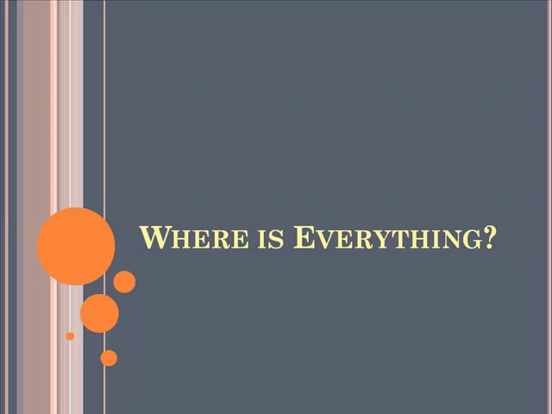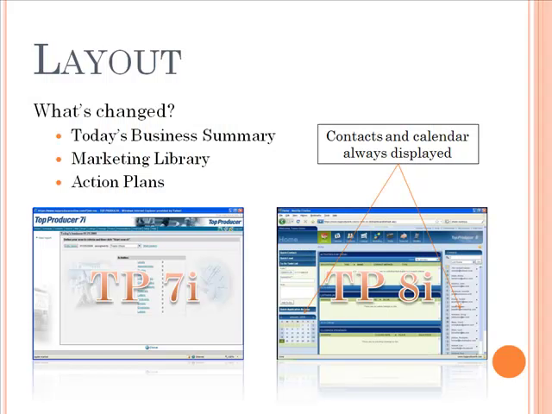So where is everything? I think this is one of the challenges with switching over to a new program, is just taking the time to find out where each item is. These are the 3 most common ones that I've seen and the ones I use most often. Today's business summary, marketing library, and action plans.